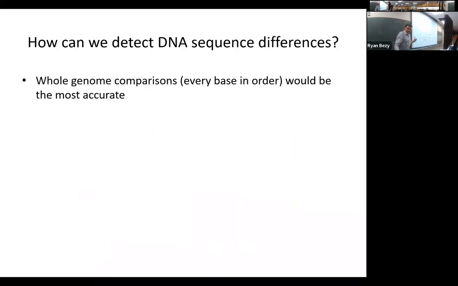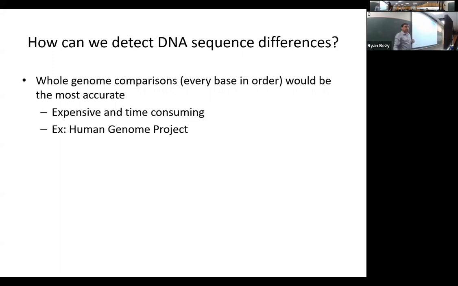Now, how do we do this? There are different ways to detect DNA sequence differences. One of them is, well, maybe we just look at a whole genome comparison. So nowadays we have the technology to, for instance, take a human genome and sequence all the A, T, C's, and G's and the order that they are in your particular body, in your cells. And we could do that. And that would be the most accurate. Get all the DNA sequences and the order of those DNA sequences and compare them one versus another versus another. The problem with that is it's pretty expensive and time consuming.